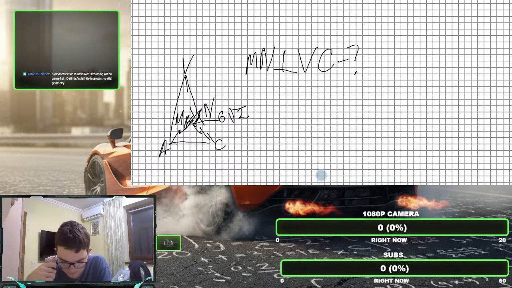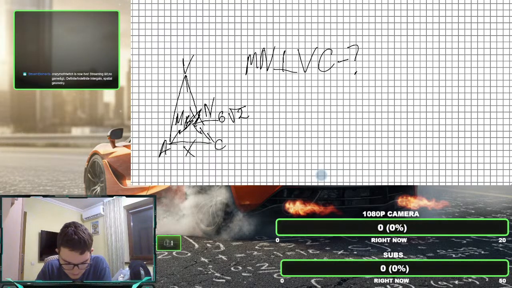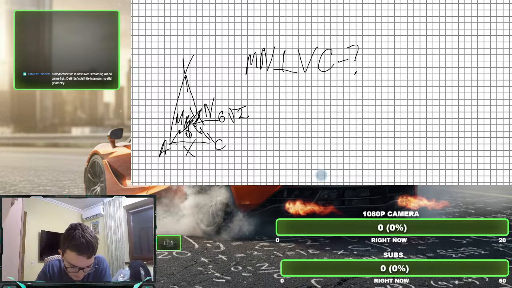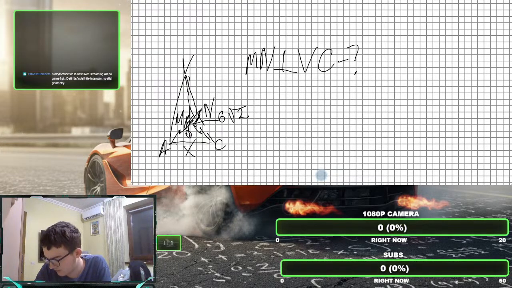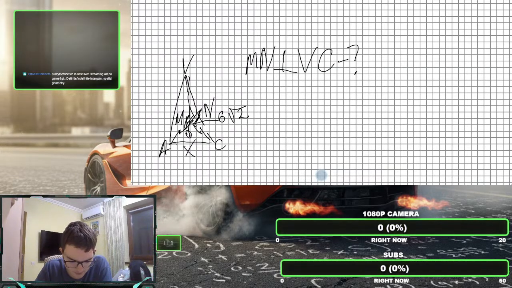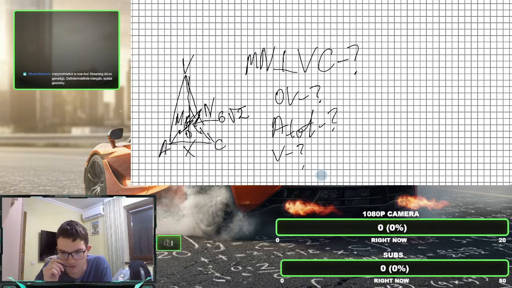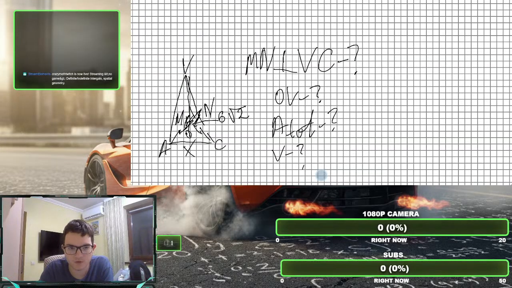Find this AC. Find OV, so the height, and find total area and the volume of this. Okay, so OV, total area, and basically volume of this. Well, yeah.